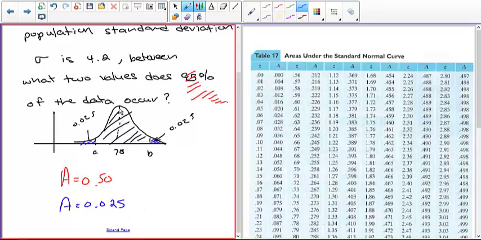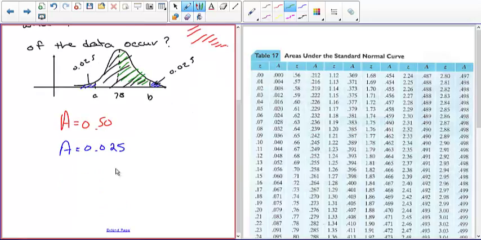So the area that I'm going to use from the table is this green area, which goes from the mean out to here. That's the difference. If I take half the area and subtract the little blue area, that leaves me the green area, and that's what I'm going to use from the table. So the area is 0.5 minus 0.025, which is 0.475. If I go the other direction, that's also the same area, and you add those together and you get 0.95.